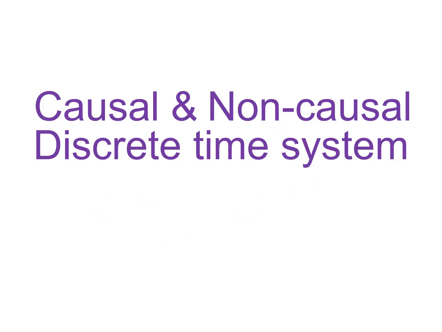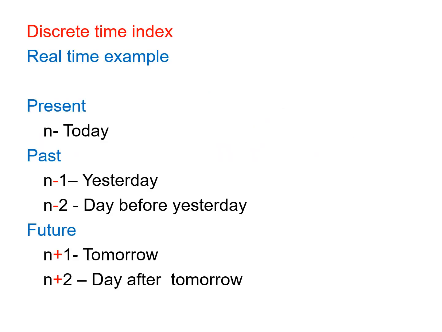In this video, we are going to see causal and non-causal discrete time system. Before seeing the system, now we will know about the real-time example for the time index n, n-1 like that. Okay. Now, there are three cases: present, past and future.